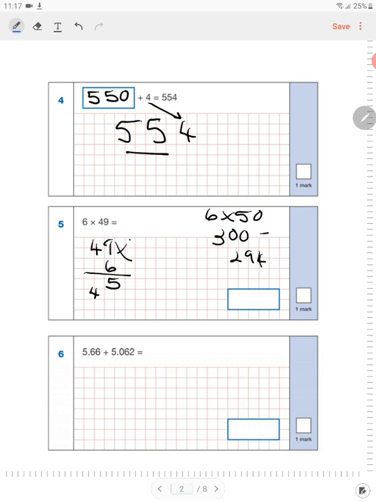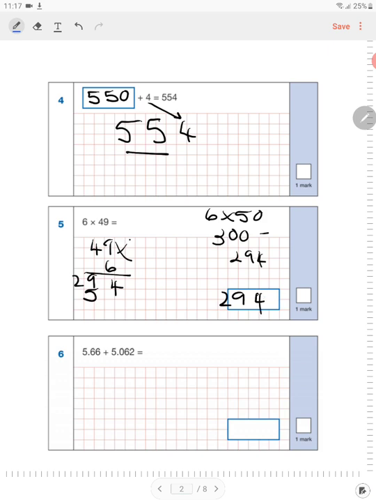Excuse me, I've written that down wrongly, haven't I? Okay, let's go back. We all make mistakes. Try again. Okay, 9 times 6 gives me 54. That makes more sense. 4 times 6 gives me 24. Add the 5 gives me 29. So my answer would be 294.